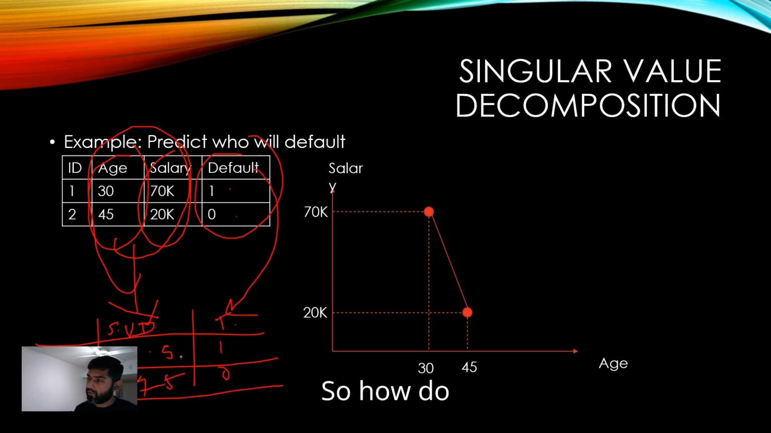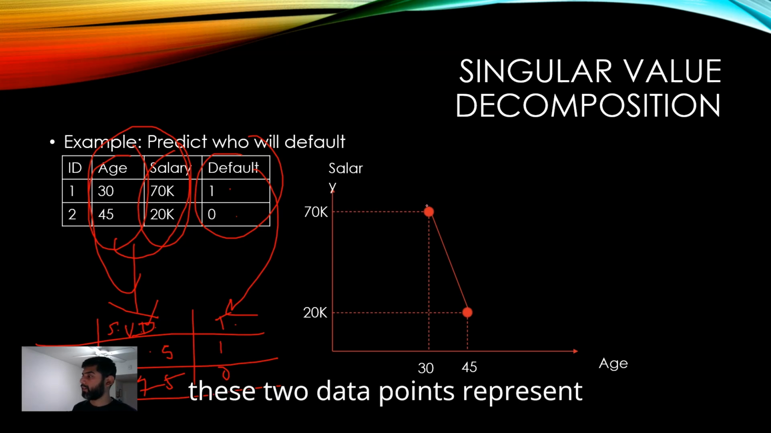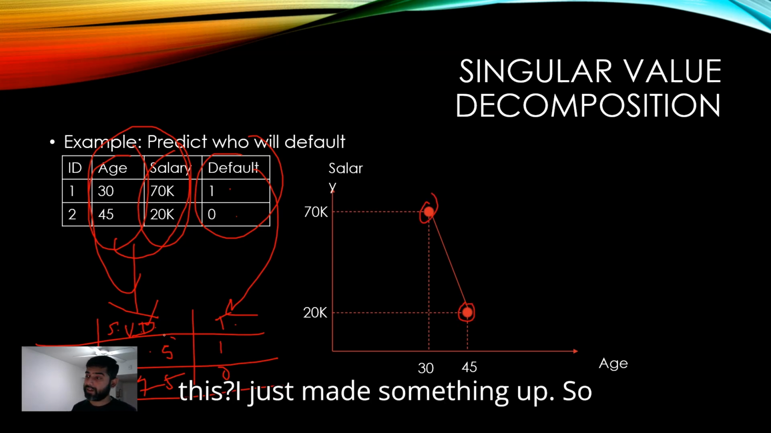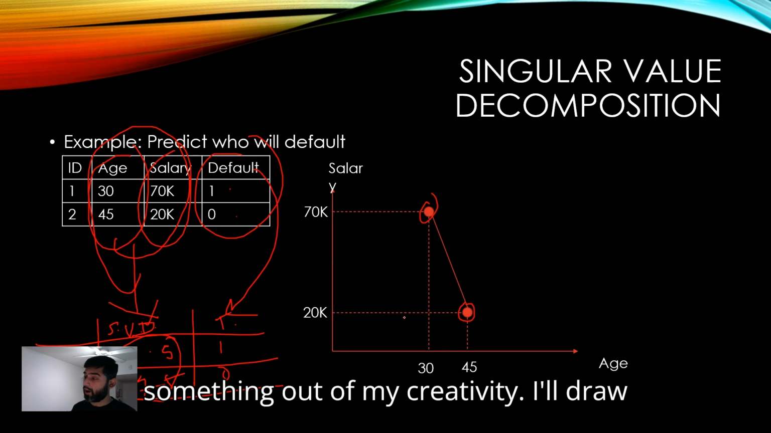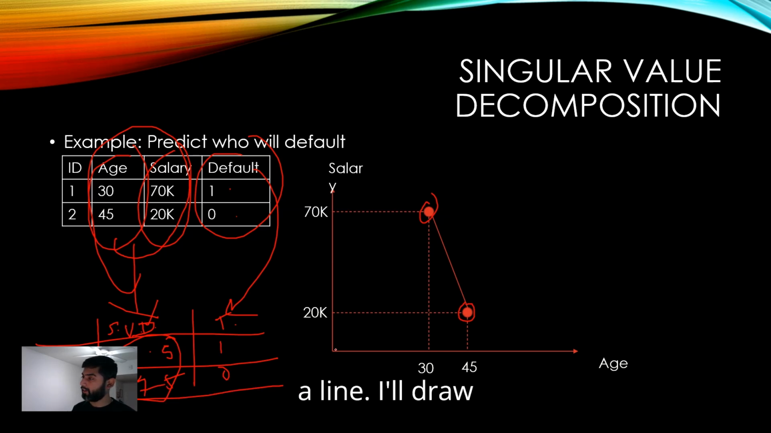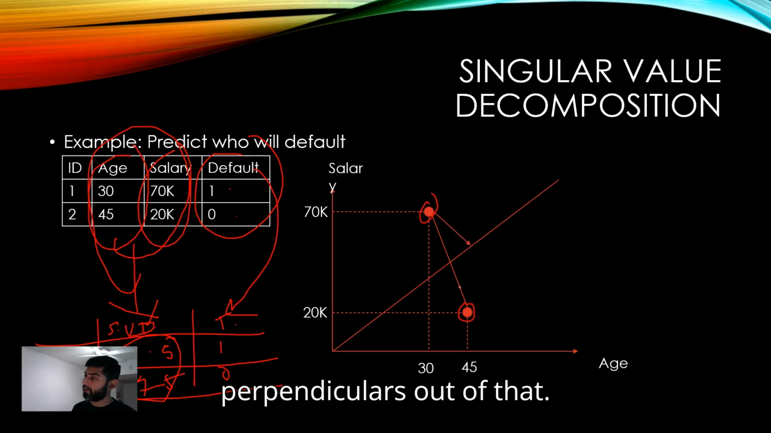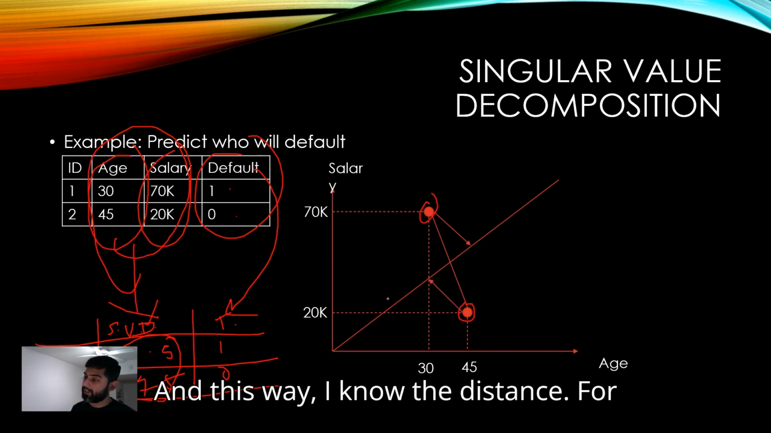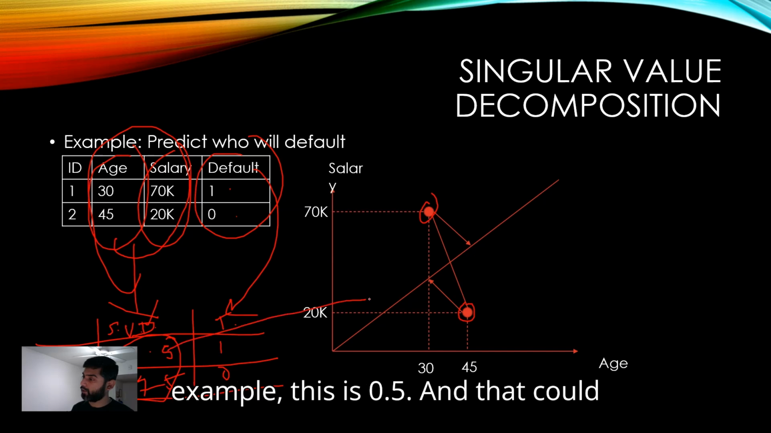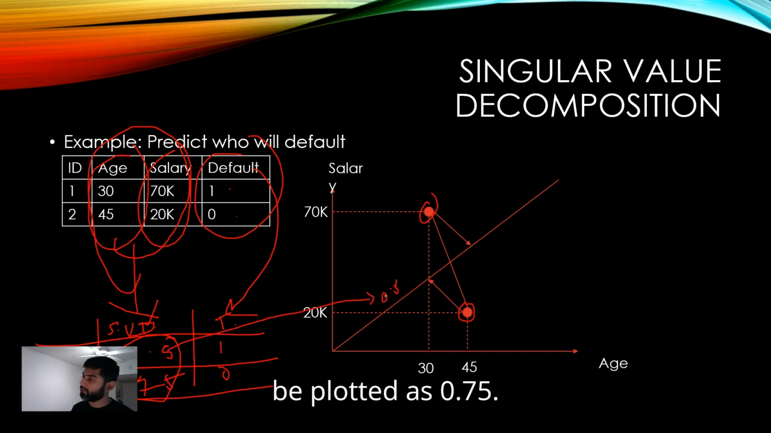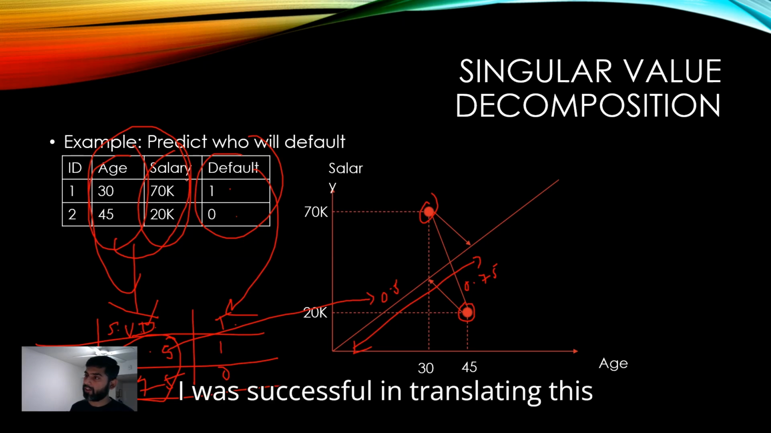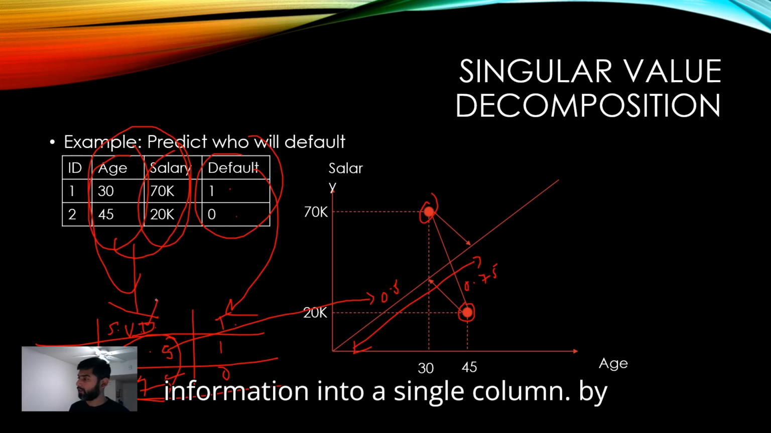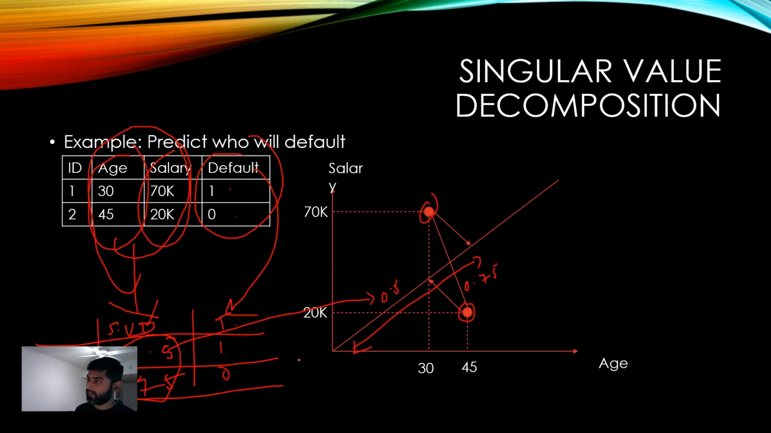So how do these two data points represent this? Because I just made something up. So this is 0.75 and that's 0.5. Let me do something out of my creativity. I'll draw a line. I'll draw perpendiculars out of that. And this way, I know the distance. For example, this is 0.5. And that could be plotted as 0.75. All right. So what did I do? I was successful in translating this information into a single column by projecting this on a bisector.